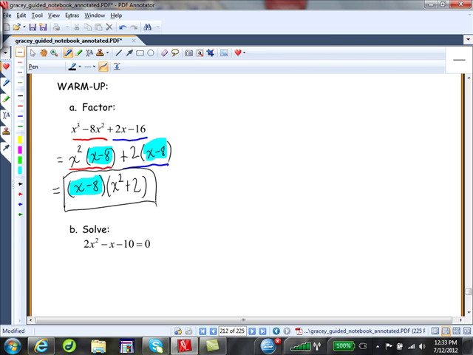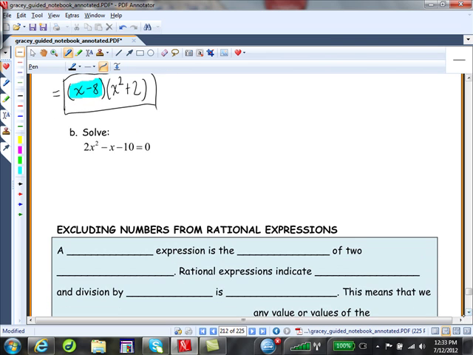Okay, next up, solving. So what do we check for? Good, we check to see that there is a 0 on one side, and there is. So then we can go through and use our mad factoring skills. So we can use that 0 product principle.